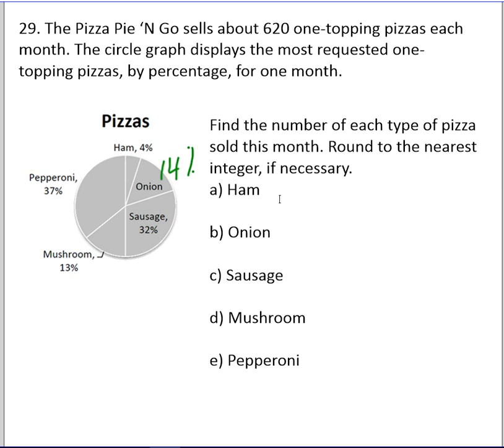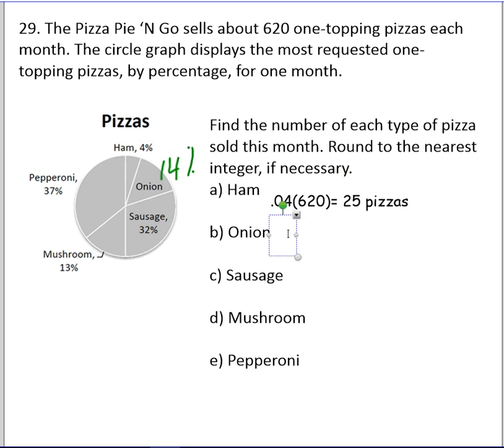And so just like before with percents, we just have to multiply our total times our percent to get what we have. Notice it says to round to the nearest integer. We're not going to sell partial pizzas. We don't sell them by the slice. We sell whole pizzas. And so for our ham, it's 0.04 as percent to decimal. And we have 620 pizzas, which gives you 24.8. So we'll round it to 25 pizzas.